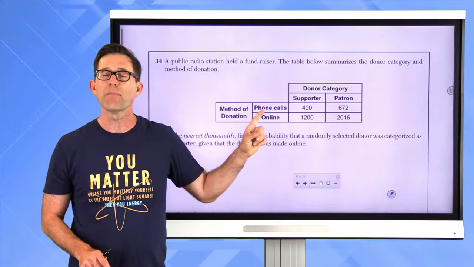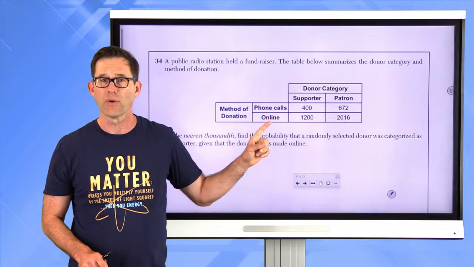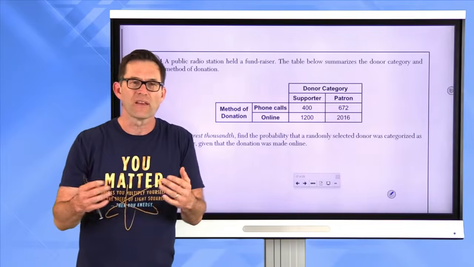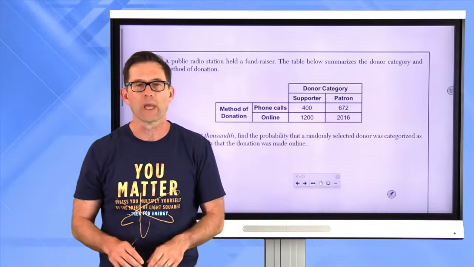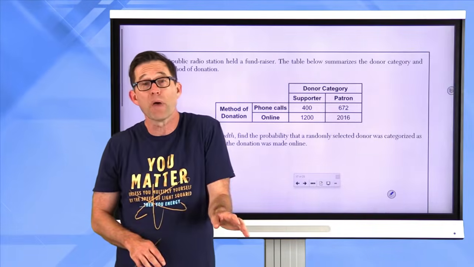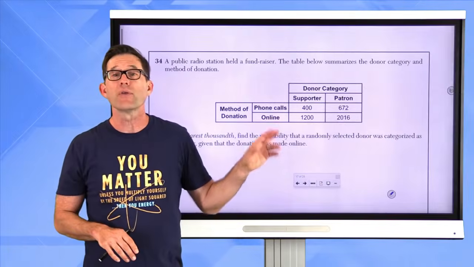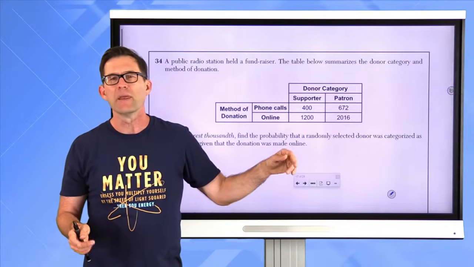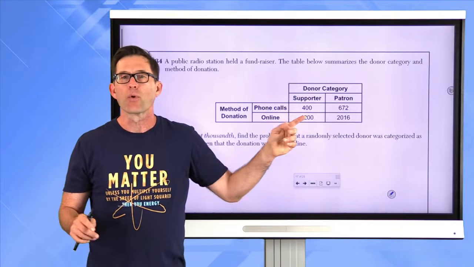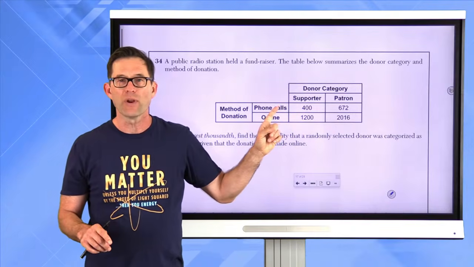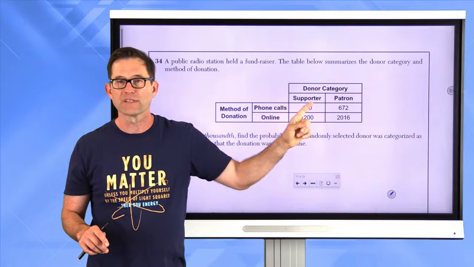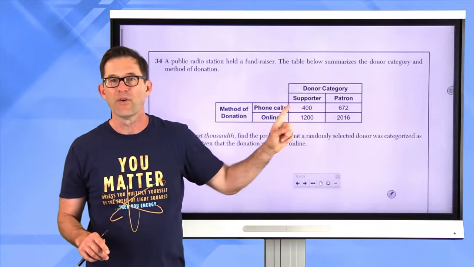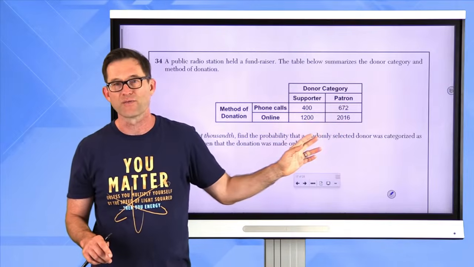Did they donate by making a phone call, or did they donate online? And then donors, like these groups that take donations, always have these different categories. You're like a bronze medal, you're a silver medal, you're a gold medal. Here you're either a supporter or a patron, all right? Whatever. But the point is, there were 400 people that donated by phone call that were classified as supporters, 672 people that donated by phone calls that are patrons, and likewise for the online.